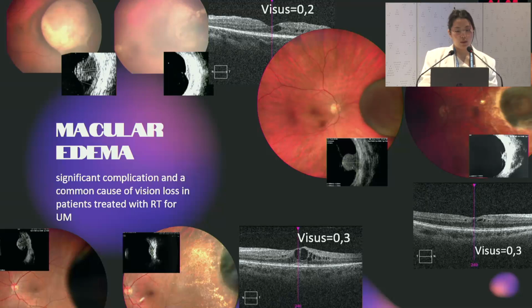Although radiation therapy has a high rate of local tumor control and is an eye-preserving treatment, it is associated with radiation macular edema development, which is a significant complication and a common cause of vision loss in patients treated with radiation therapy for uveal melanoma.